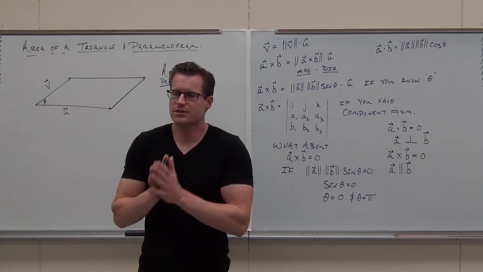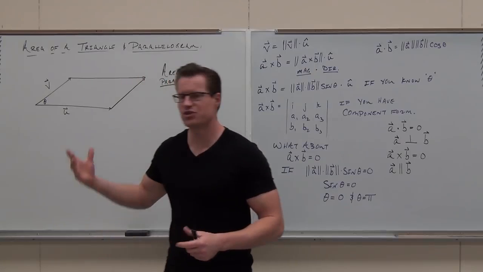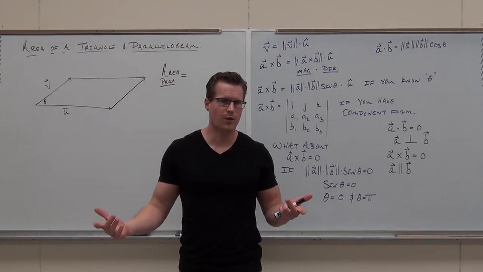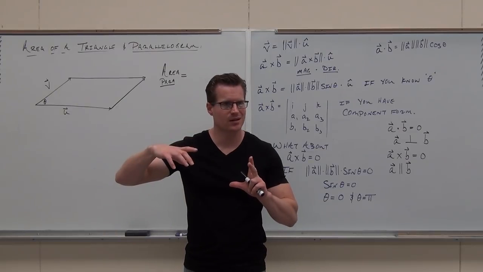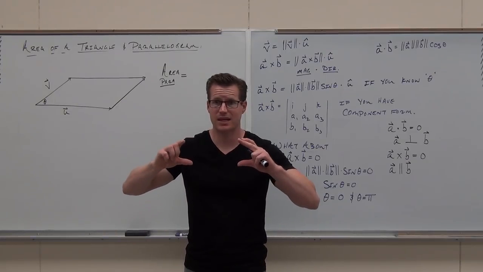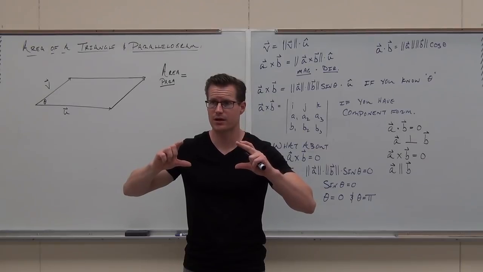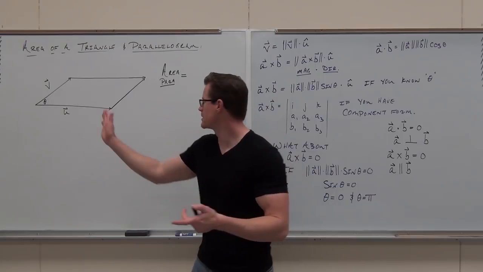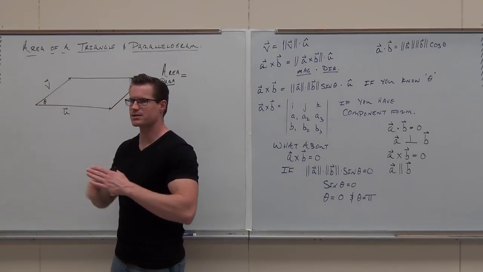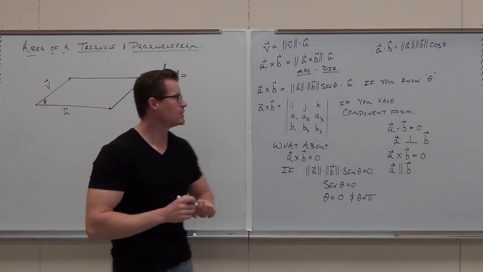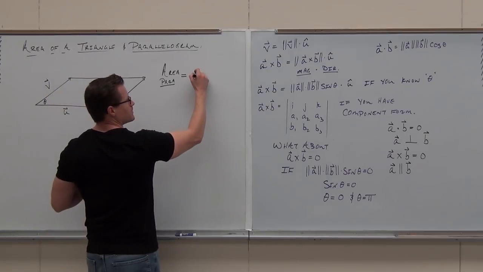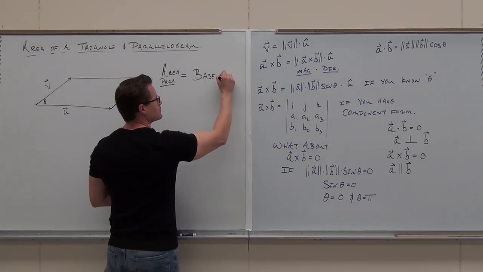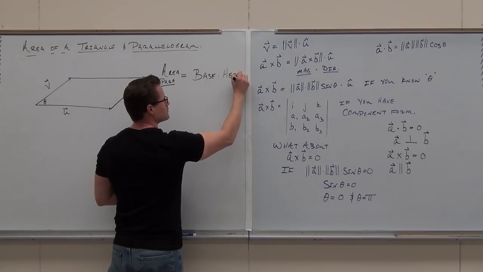Okay, so let's talk about area of a parallelogram. Very geometric idea. We know what the area of a rectangle is, and a parallelogram has the same exact formula for the area. It's simply base times height. It's just the height that's funny, because this is no longer the height. This is like a diagonal. So area of a parallelogram is still base times height.